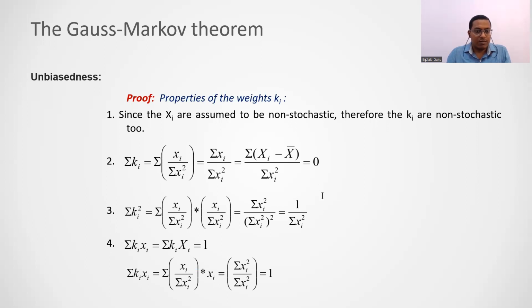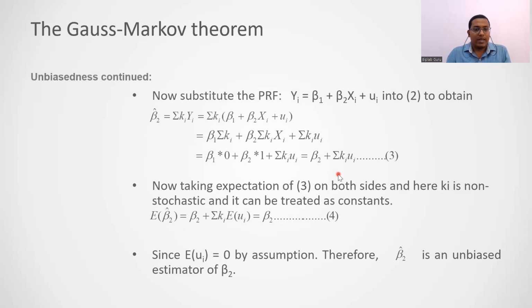If these are the properties of ki, then we can prove the unbiasedness property. Based on this, beta 2 hat is summation ki yi, and it reduces to beta 2 plus summation ki ui. When we take expectations on both sides, since assumption 3 states the expectation of ui is equal to 0, the second term cancels out and the expectation of beta 2 hat is equal to the population parameter beta 2. So this becomes the proof of unbiasedness.